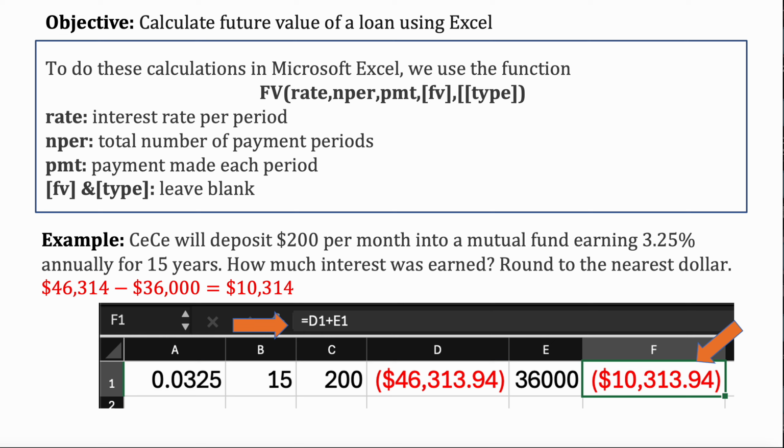So that's a little bit about how we use Excel to calculate future value of a loan, or if you're depositing something where you want to look at what's your future value if it sits there and gains interest. That's a great way to use Excel.